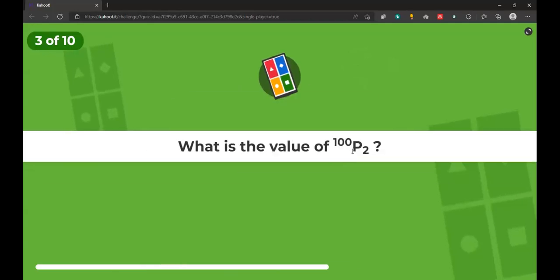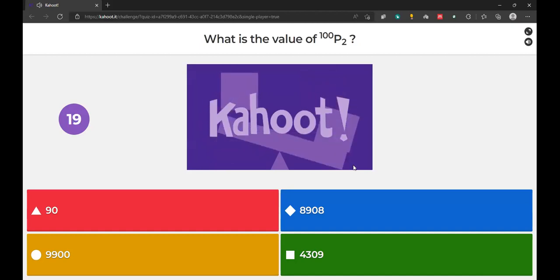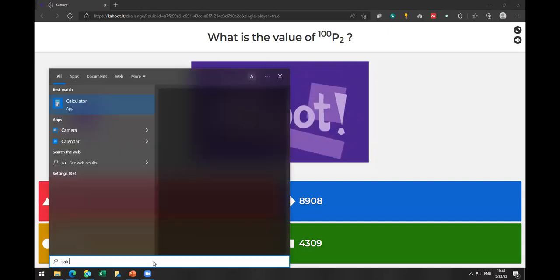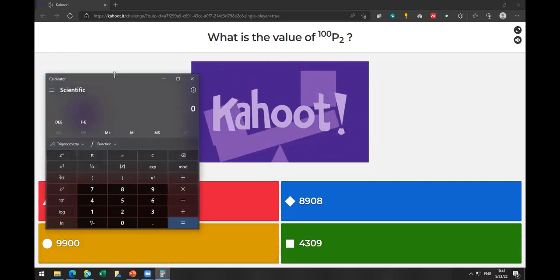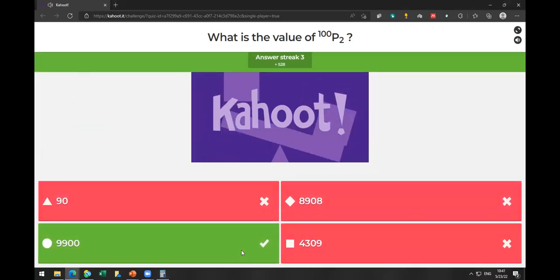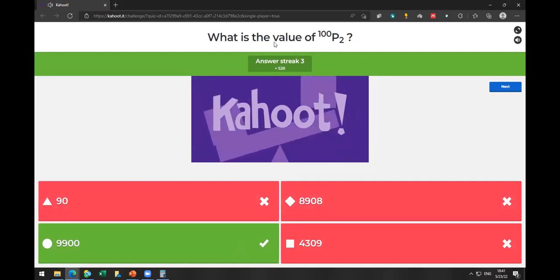Question number three is, what is the value of 100 permutation 2? Okay. Nako, walang ata akong permutation sa aking calculator. Tingnan po nga. Ay, calculator. Teka lang. Wala ditong permutation pa. Sige, I'll answer 9,900. Okay. How was I able to do this?